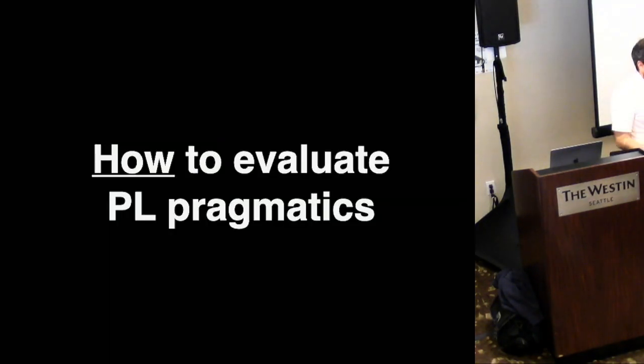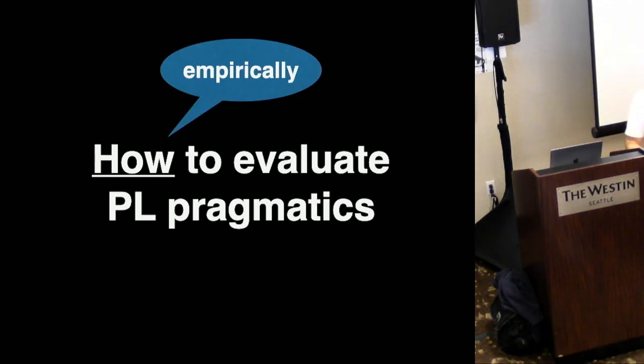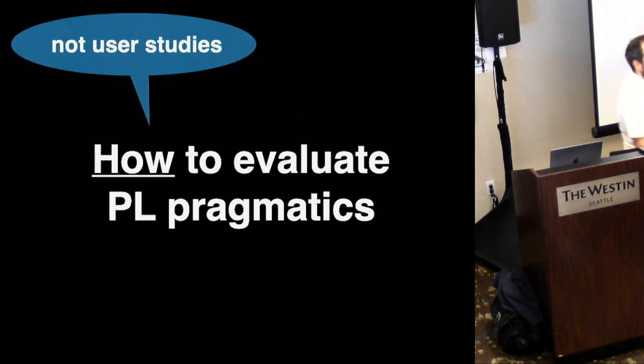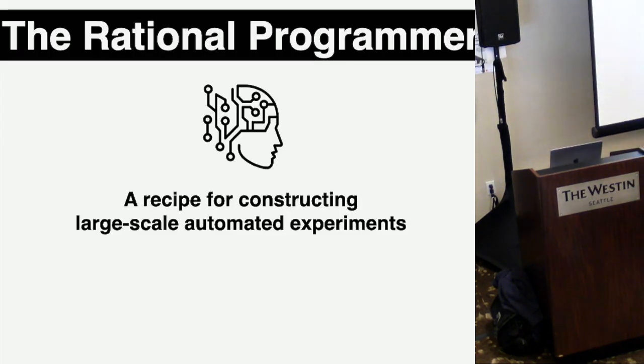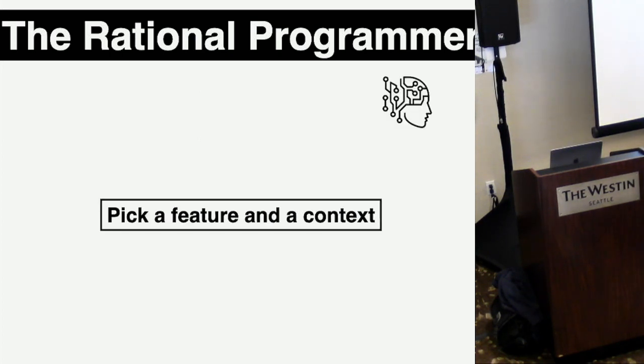Cool. So now that we have PL pragmatics, I hope we are all on the same page about what PL pragmatics means. Let's move to the how. We're going to do this empirically. And just to exclude the obvious possibility, this is not a user studies method. Instead, I am going to present the rational programmer, which is basically a recipe for constructing large-scale automated experiments that we can use to examine the answers to questions about pragmatics. So the first step in this recipe is that we pick a feature and some context to examine.